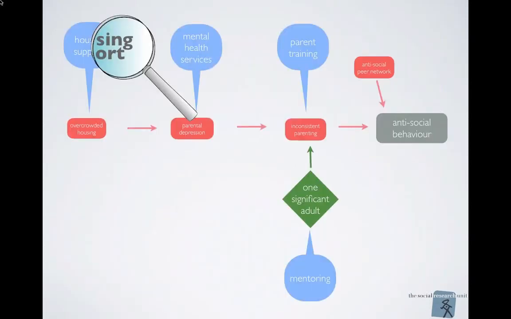So, to link this to the webinar on logic models, what we're interested in here is specifying in some detail the nature of the activities in the logic model. You may have identified the risk factors you are seeking to address. So on the slide, you can see the risk factors are in red, and they're overcrowded housing, parental depression, inconsistent parenting, and antisocial peer network. But you actually need to unpack the activities you're putting in place to address those risk factors. For example, you may be offering housing support to reduce the overcrowded accommodation. But what does that housing support really consist of?